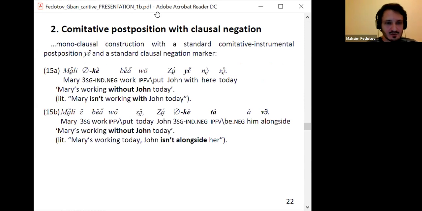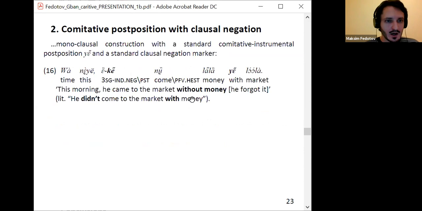Okay, two more examples. Mary is working without John. Literally, Mary isn't working with John. Or here I also show a more lexical way, a way belonging to the previous section. Mary is working without John: as Mary is working today, John isn't alongside her. Okay, so that's not our main topic now.